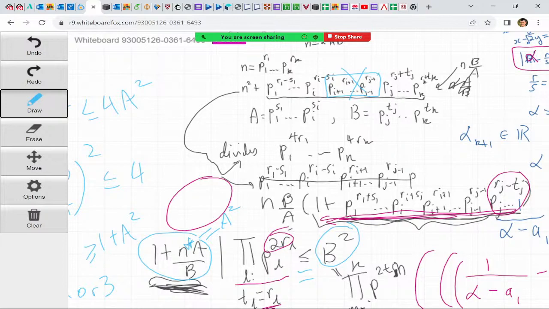Wait, this is so confusing. Yeah, it's a little bit confusing. It's so confusing. Wait, so 1 plus n a. So that's co-prime with. So there's maybe 3 cases, but they're all kind of easy to see.